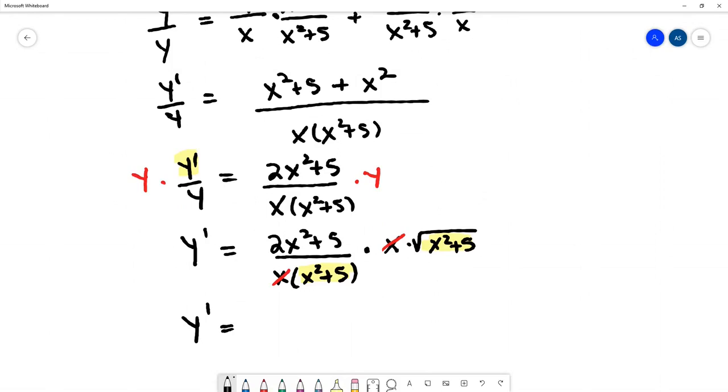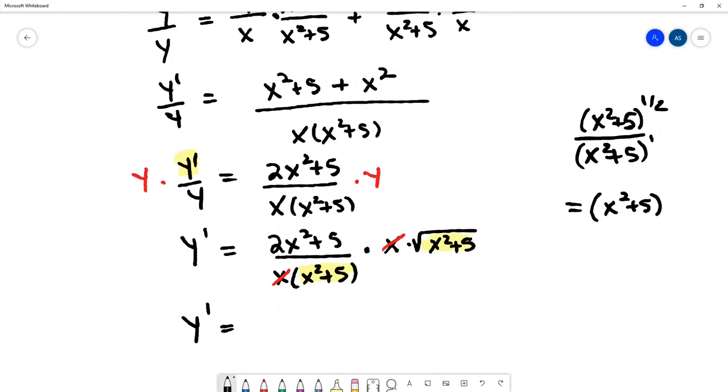So we have x squared plus 5 to the 1/2 power over x squared plus 5. This is to the first power. They have the same base and they're being divided. So to simplify, we subtract the exponents. So we would have the base of x squared plus 5, 1/2 minus 1. That's x squared plus 5 to the negative 1/2.